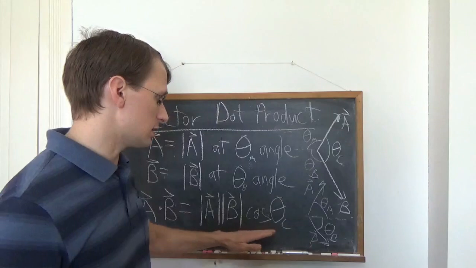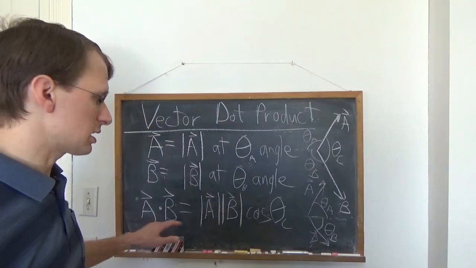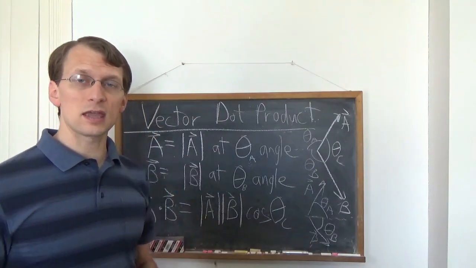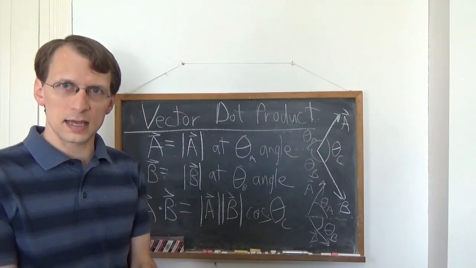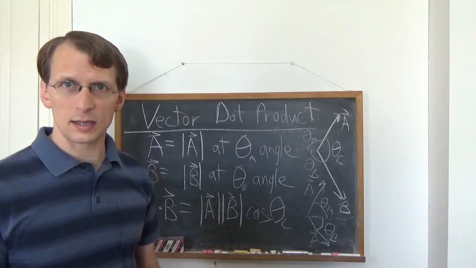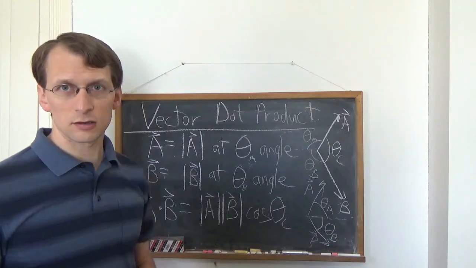The theta you need in this equation to make a dot product is the angle between the two vectors. If you put them tail to tail, what's the angle between them? And that's the theta you're looking for.